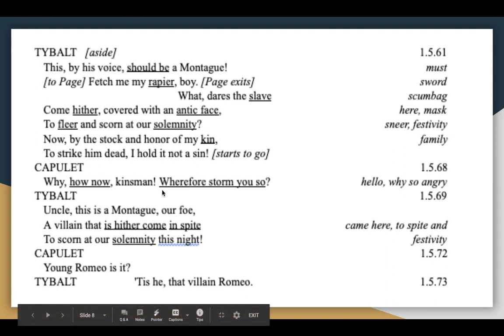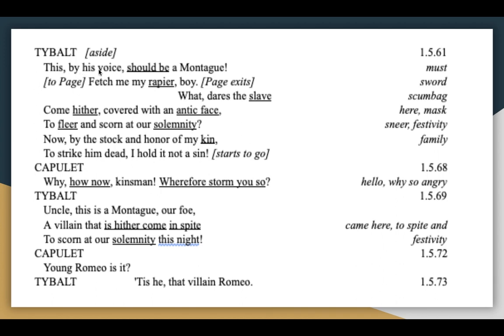So Tybalt comes in. He says, "This by his voice should be a Montague." He sees Romeo and he's fuming. "Fetch my rapier, boy." Says, get my sword. "What, dares the slave come hither, covered in an antic face, to fleer and scorn at our solemnity? Now, by the stock and honour of my kin, to strike him dead, I hold it not a sin." So he's saying, he comes here wearing a mask to mock our celebration. Now, by the honour of our family name, I'll kill him now, and I won't regret it. I won't hold it a sin.